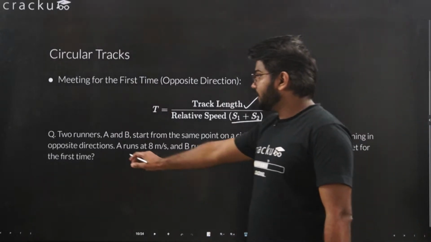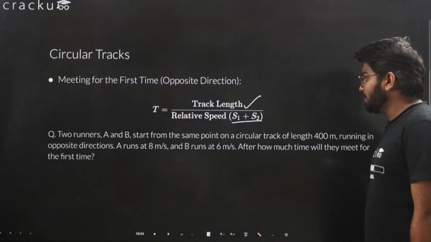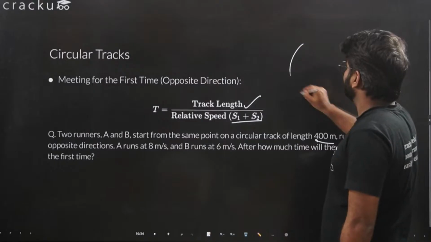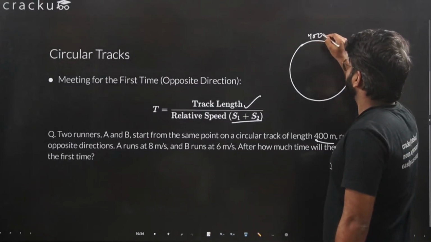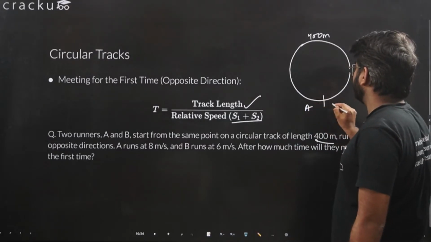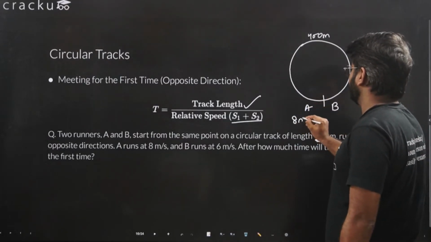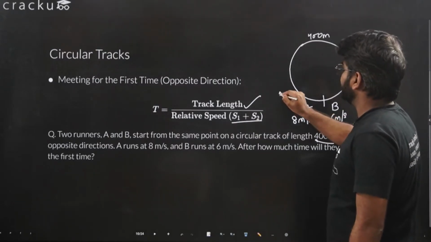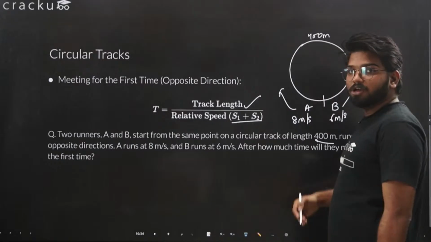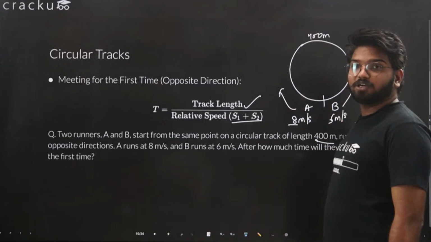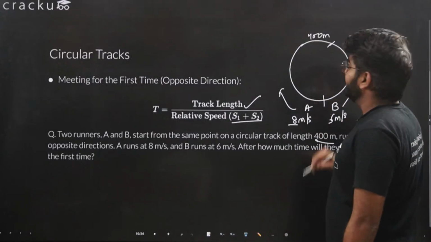It says that if two runners A and B start from the same point on a circular track of length 400 meters, same, this is 400 meters. If A runs at the rate of 8 meters per second, B is running at the rate of 6 meters per second, and both are running in opposite direction. So every second A is running 8, B is running 6, and together they complete 400 meters. They will meet somewhere here.